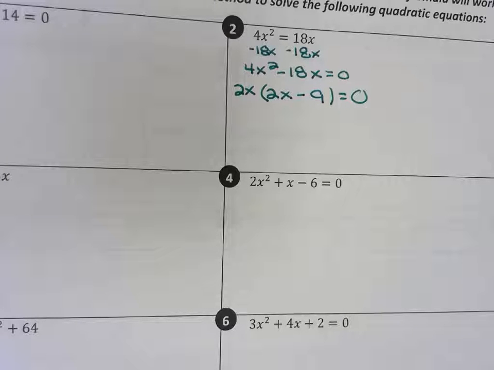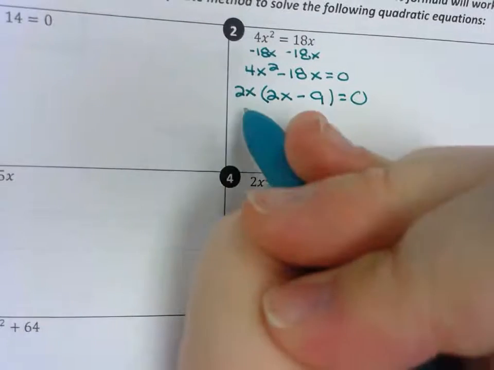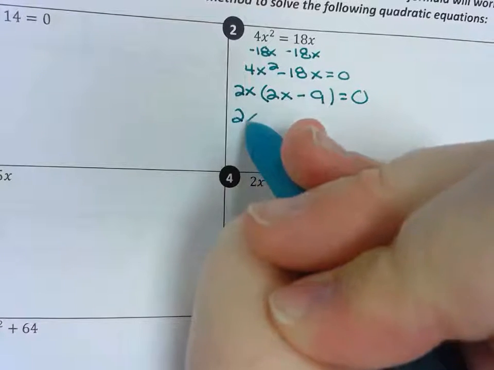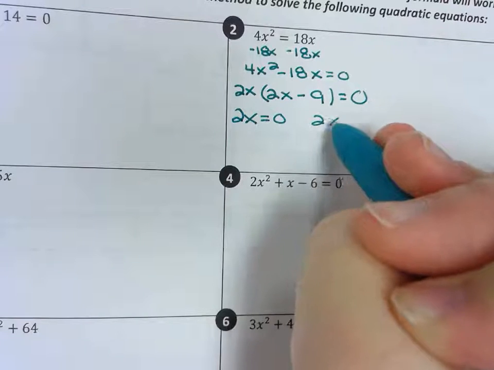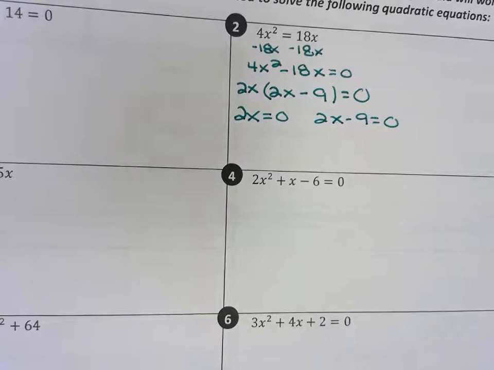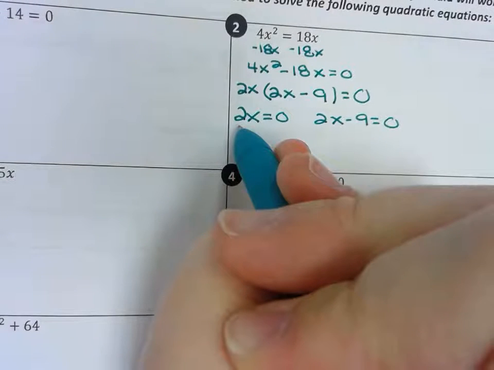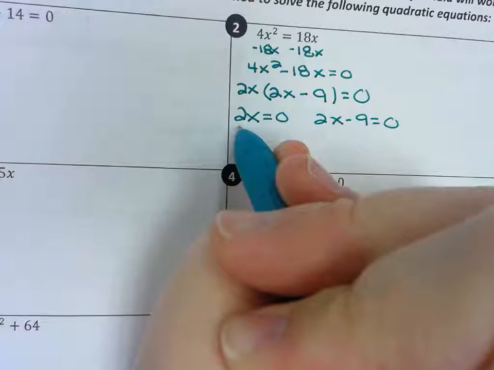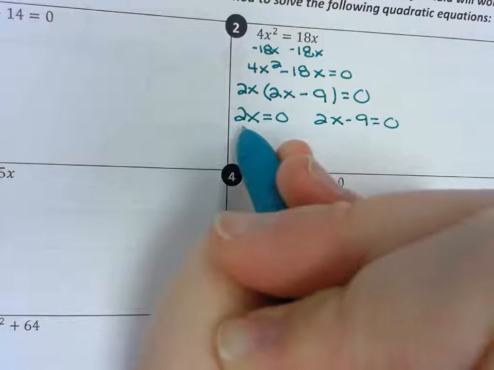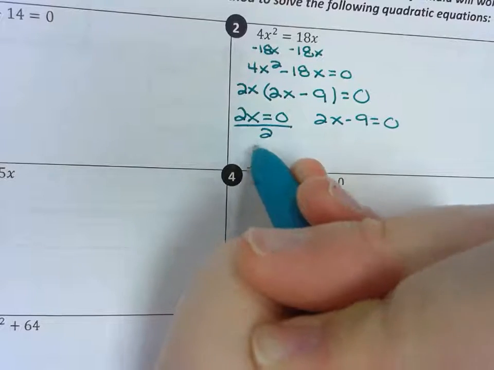Now, is this solved? No, because I don't have x equals something. So how do I solve this once I have it factored? Set them equal to 0. 2x equals 0. 2x minus 9 equals 0. So once you have it factored, set each factor equal to 0. Now I have two equations that I know how to solve. How do I solve the first equation, Brittany? 2x equals 0. How do I solve that equation? Divide by what? 2. So x equals 0.